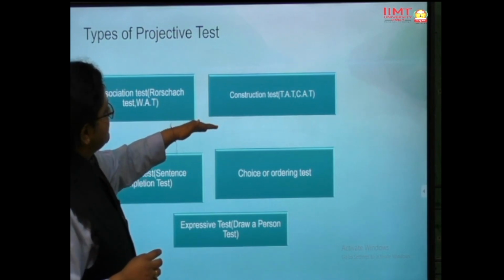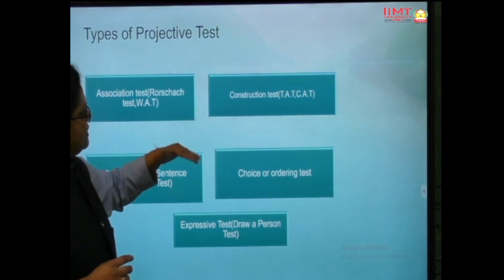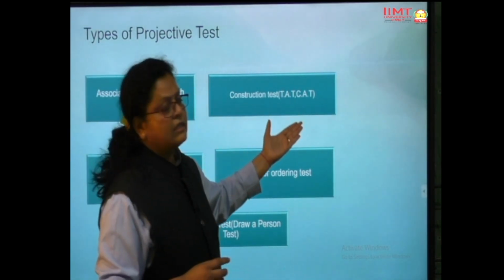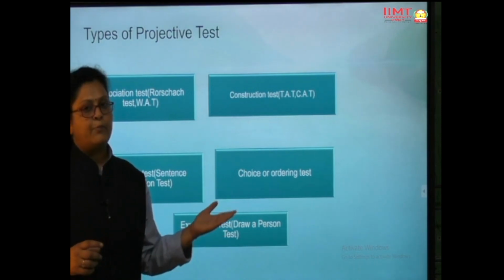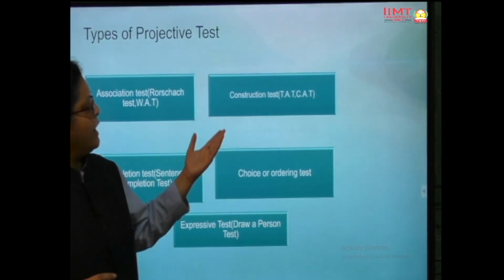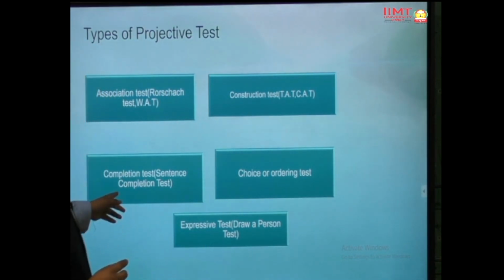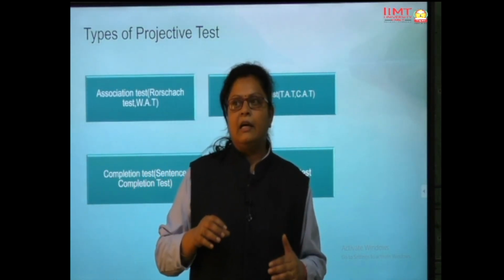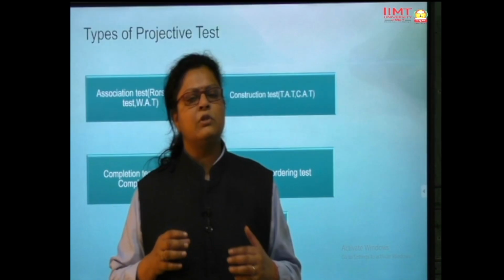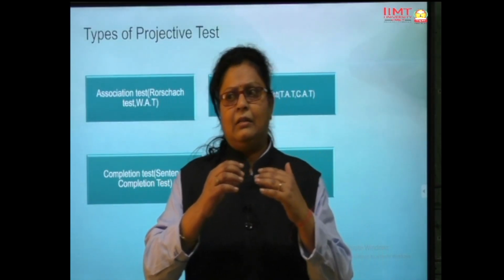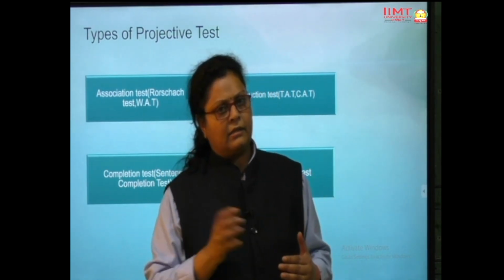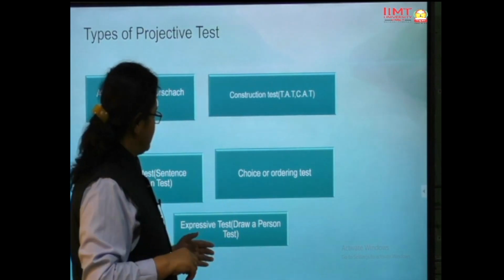Next is the construction test. In this category lie the two most popular tests, that is TAT and CAT. TAT stands for the Thematic Apperception Test, and CAT for the Child Apperception Test. Next is the completion test. In the completion test, the stimuli, or you can say the items, are in incomplete form, and the subject is asked to complete the sentence according to his own wish.